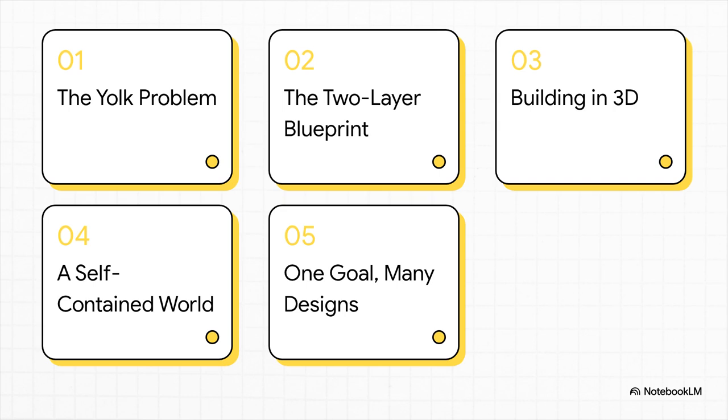Okay, here's our roadmap. We're going to tackle this in 5 steps. First, we'll look at the yolk problem, then how the 2-layer blueprint gets made, after that, building in 3 dimensions, followed by creating a self-contained world, and finally, we'll zoom out and see how it all fits into the idea of one goal, many designs.